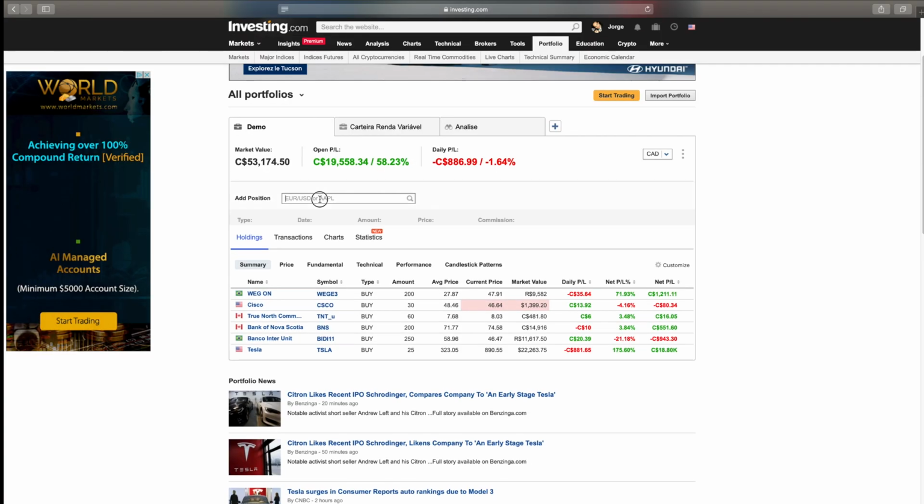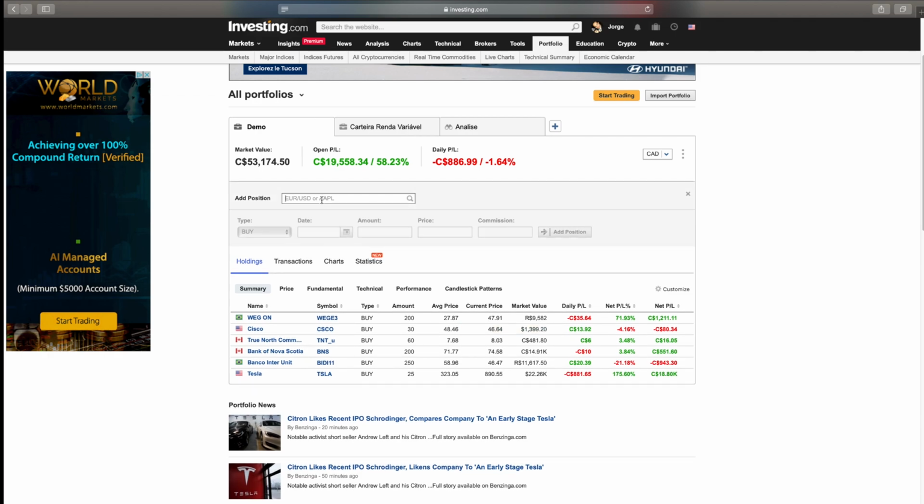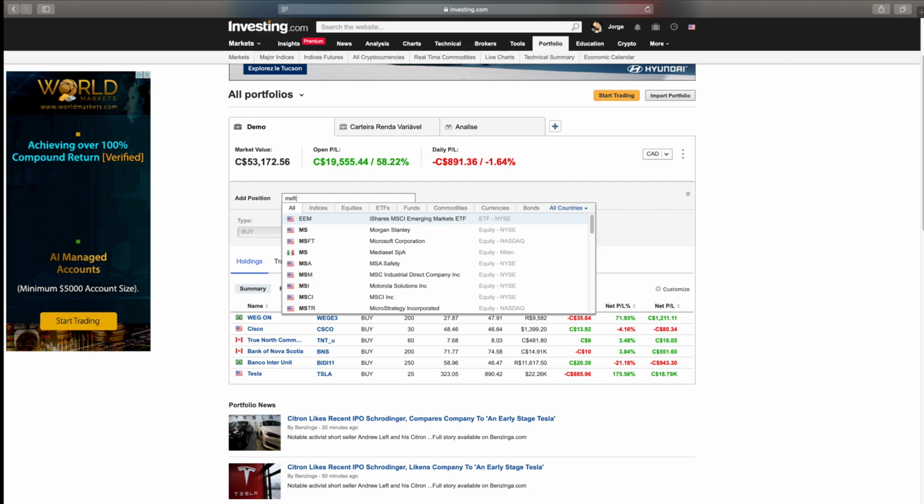So if you want to include a new share, let's say I want to include Microsoft, MSFT. That's Microsoft. When you add a position, you have to take care because you might have the same MSFT in different markets. Even for the same company, let's say Microsoft Corporation here in Nasdaq, but you also have Microsoft Corporation in Santiago, in Munich, in Buenos Aires, in Vienna. So you have to put the correct one. And here, when you add the position, I'm in the all menu, but you can add anything: index, equities, ETF, funds, commodities, currencies, bonds, everything.